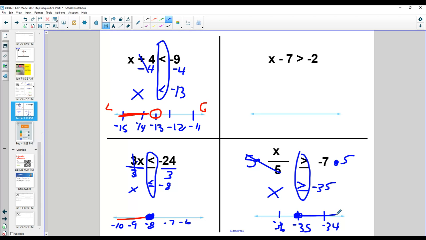So let's use our test points. -35 divided by 5 is -7, which is greater than or equal to -7. We try -30. -30 divided by 5 is -6, which is greater than -7. So it works.